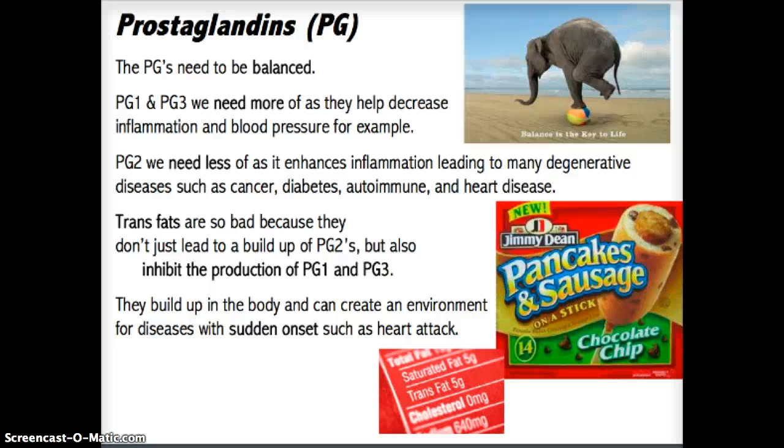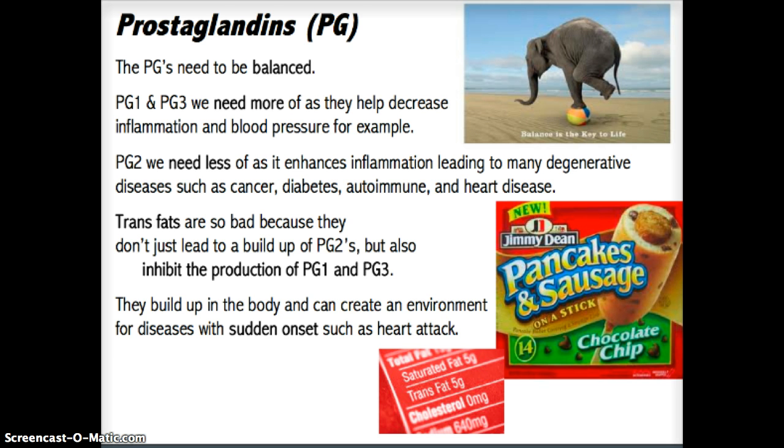Trans fats go into that PG2 category, and the reason why they're so bad is that they don't just make more of the prostaglandins 2, but they also inhibit the production of the number 1 and the number 3 families. So we have a buildup of very inflammatory agents in the body, and the environment is then established for a sudden onset and a cascade of inflammatory processes like a heart attack. And that can be very dangerous. And so I think it's important to understand to avoid the trans fats.